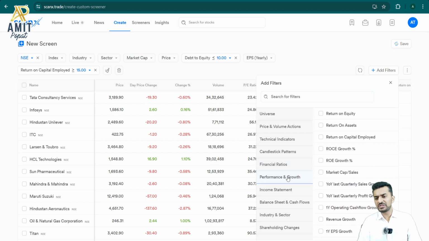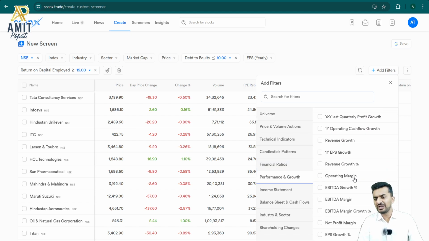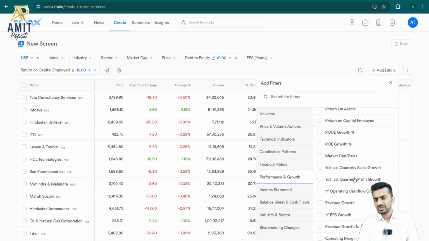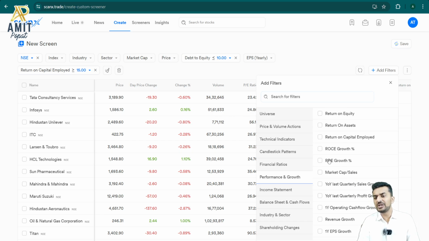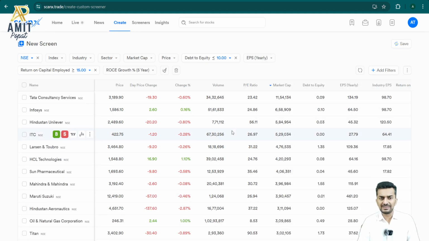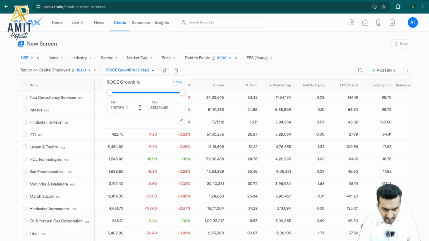Again, I'll go to performance and growth, and the beauty here is you can see the growth ratios as well. So if I say, for example, ROCE growth percentage, time frame yearly, quarterly, you can do whatever. The beauty is you can select even 5 years. If I apply that ROCE growth rate over the past 5 years is greater than, for example, 10%.